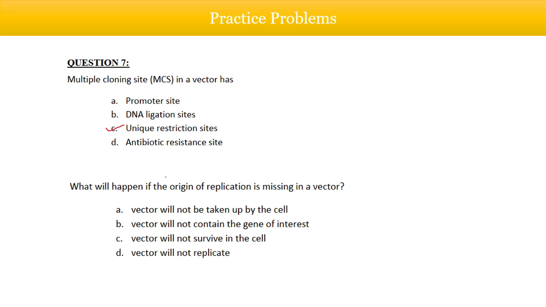Now question 8, what will happen if the origin of replication is missing in a vector? The vector will not be taken up by the cell, the vector will not contain the gene of interest, the vector will not survive in the cell, or the vector will not replicate. Very interesting question. As the name suggests, the origin of replication is where the replication machinery starts, so the vector will not replicate.